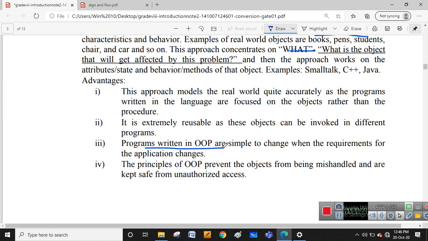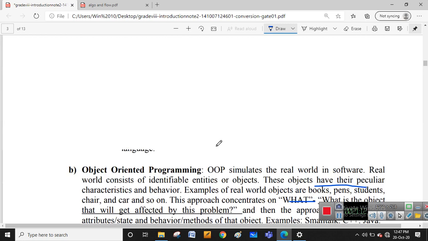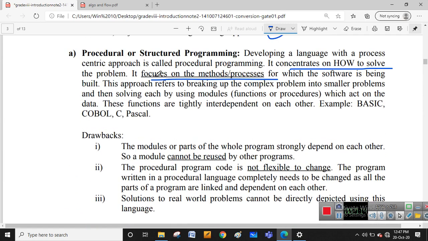A program written in object oriented programming is simple, and if you want to change the requirements whenever you want, you can change it immediately as per your application. It is platform independent, so you can use it on any platform. But whereas in procedural structured programming, you cannot use it on other platforms if you developed it in one software.